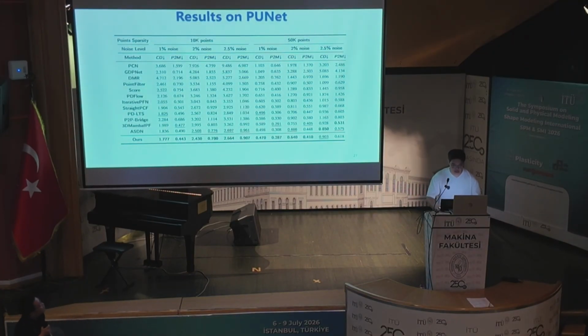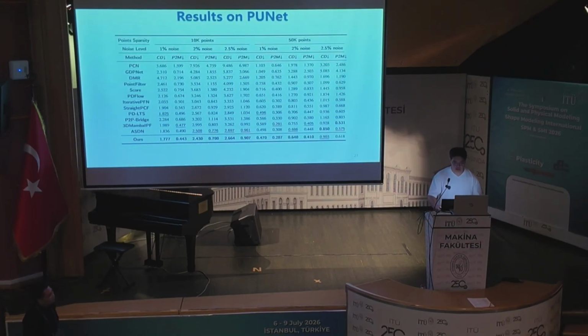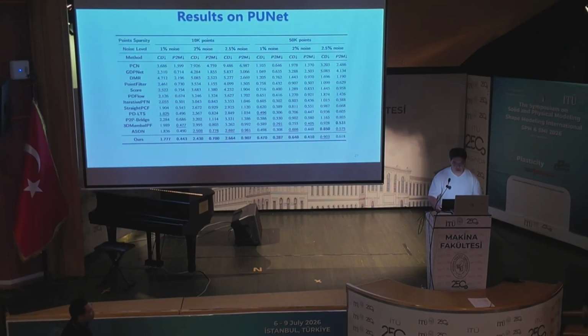We show the 10K points and 50K points to compare with the other baselines. With 100K points, our method also has good performance.